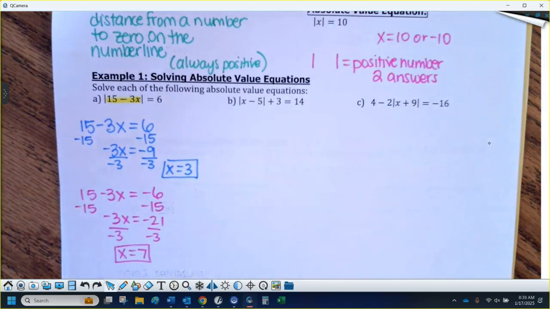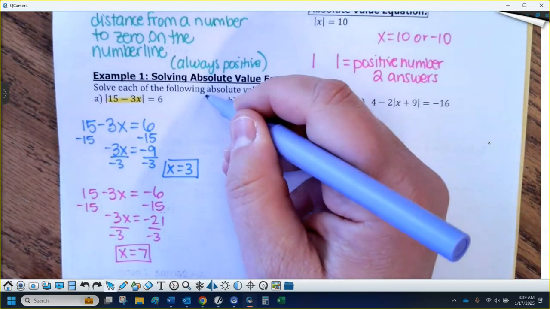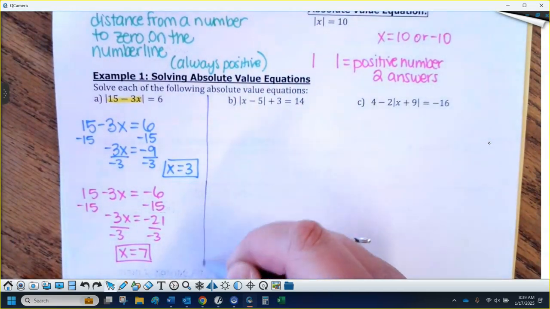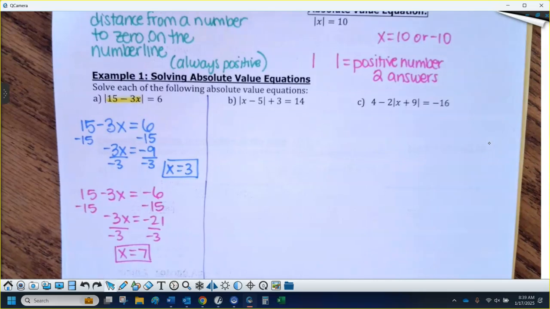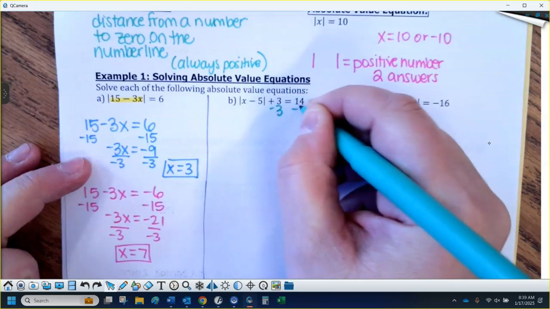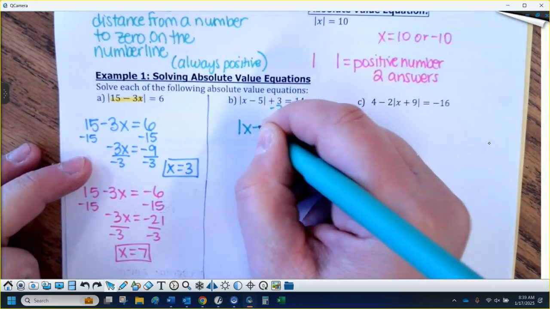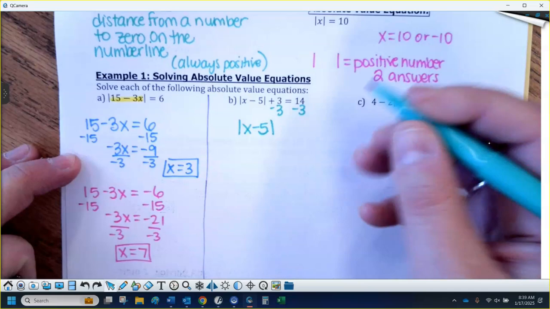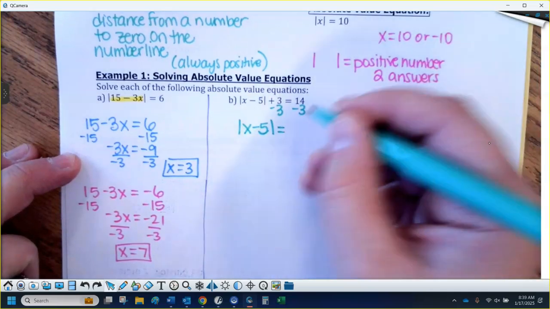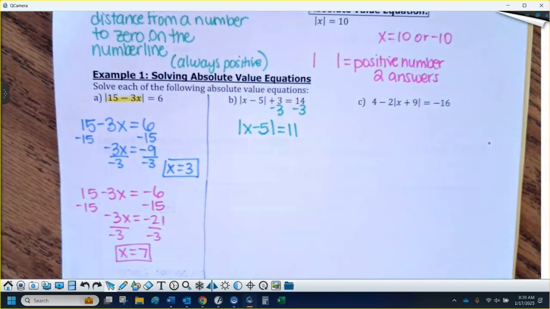If your absolute value is not alone, which it's not in this question, I have absolute value x minus 5, and then I have a plus 3 equals 14. What you have to do is get the absolute value all by itself before you try and break it into two separate equations. So I just have to do one tiny step here, and that is just going to be to move the 3. So then I'd have absolute value of x minus 5, and then 14 minus 3 is just 11.